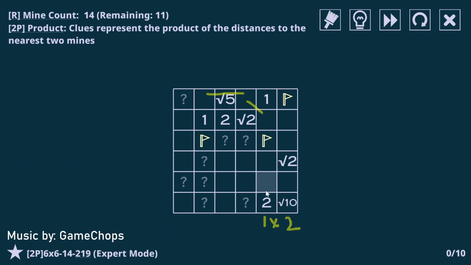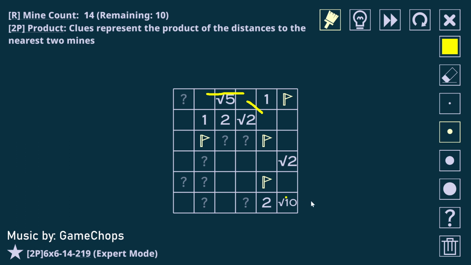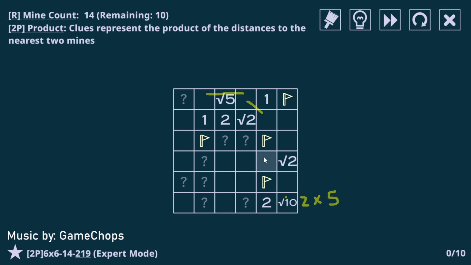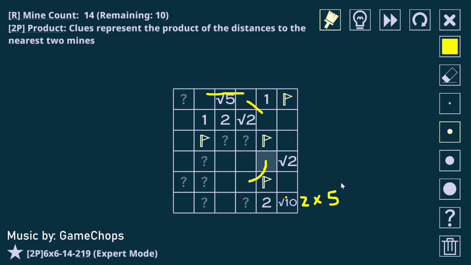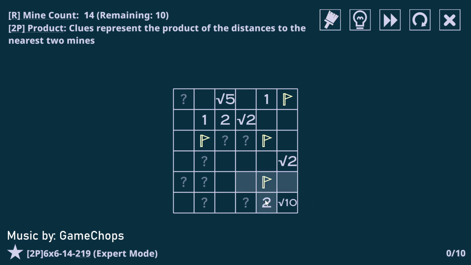And the only thing that's 1 away is here. So I guess now we are then confirming that this is root 2 times root 5, which means that at least one of those are mines. Since the 2 is 1 times 2, anything that's root 2 away is not mine. And therefore, this must be mine to finish the 10.